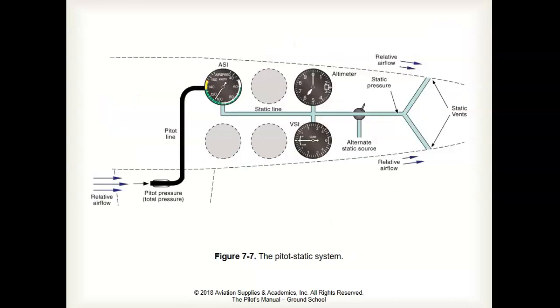So remember that the airspeed indicator is the only pitot-static instrument that gets information from the pitot tube. All 3 of the pitot-static instruments receive information from the static ports.